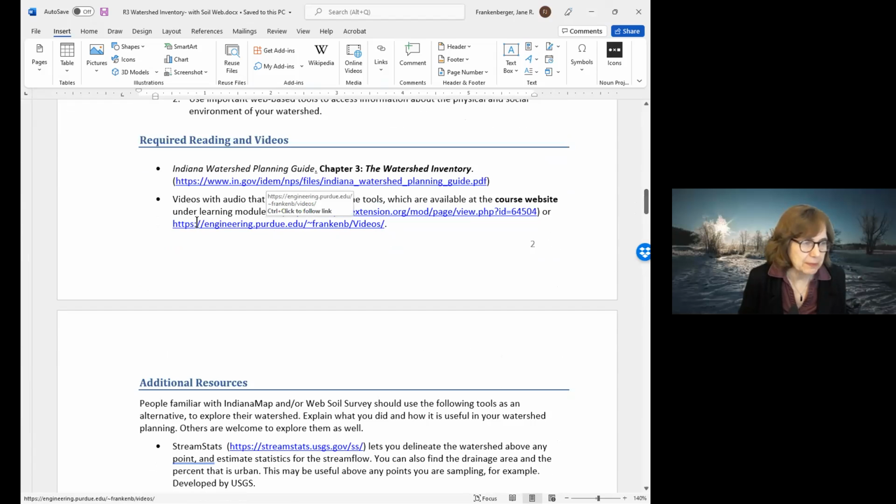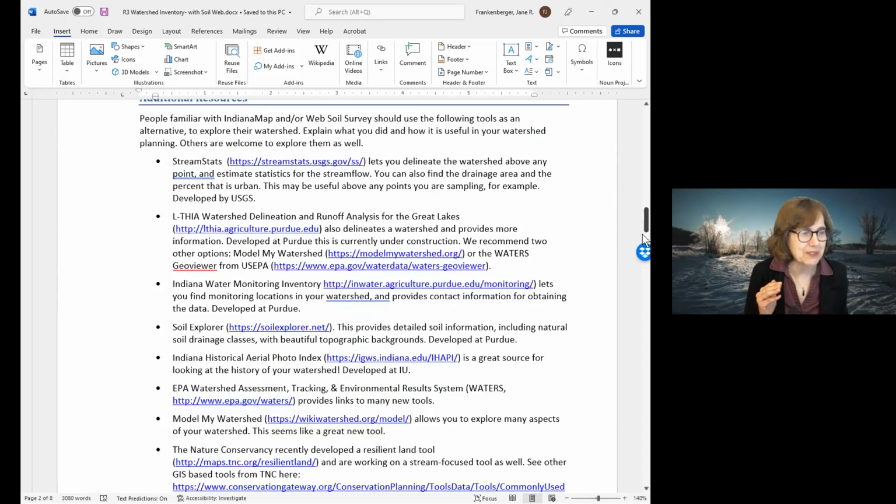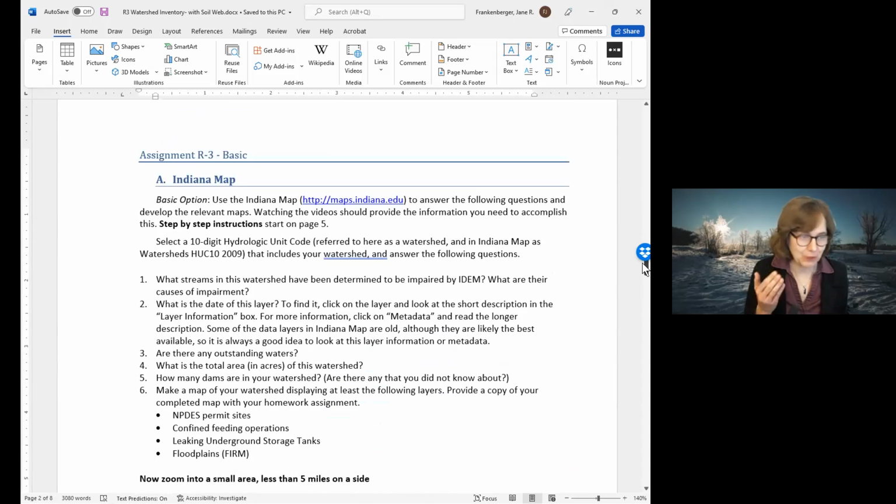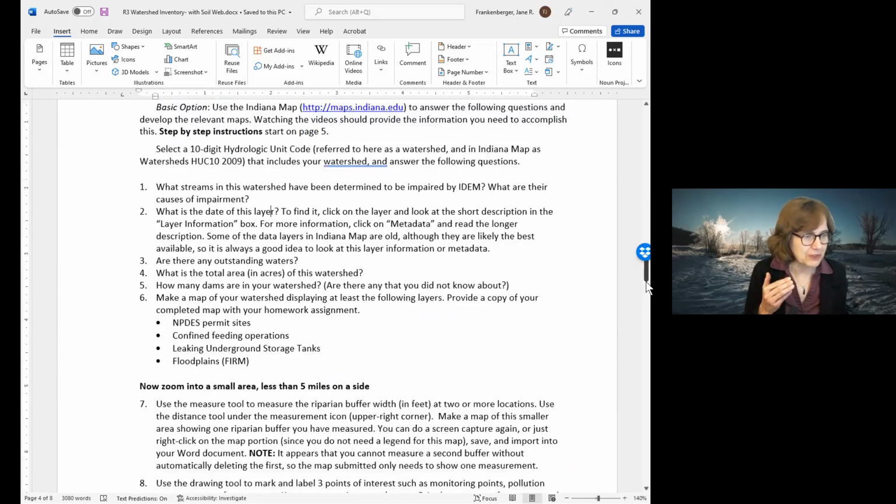This is the easiest place to actually get them from here, or we'll post these links. But there's three videos that you really want for this assignment. There's two on Indiana Map, and there's one on Web Soil Survey, and they were made specifically to help you go through this. So they just show the steps. So I do want to make sure that you know that and you go to look at them. I guess it could be a little clearer how to write that, but it shows how to do all these things, and then you'll do it on your own site.